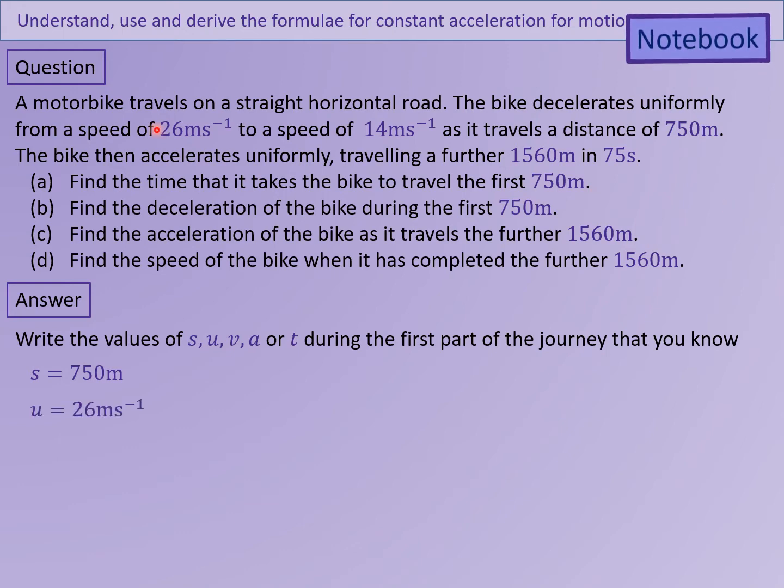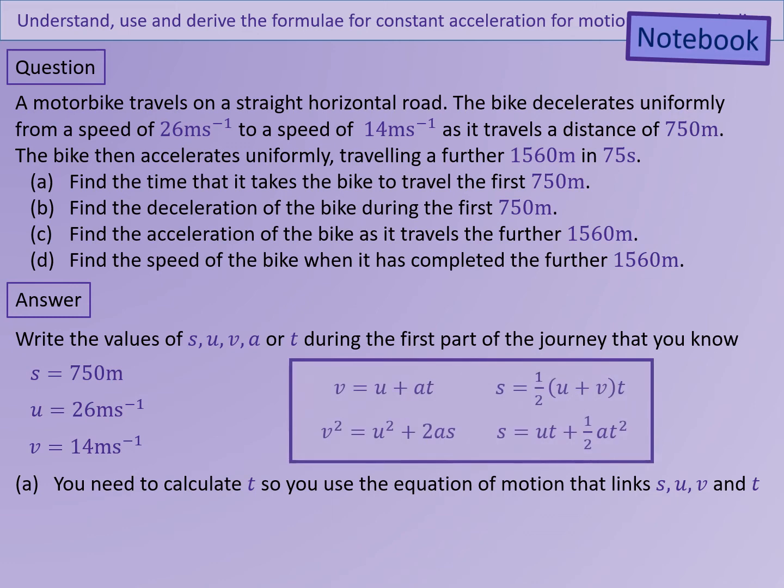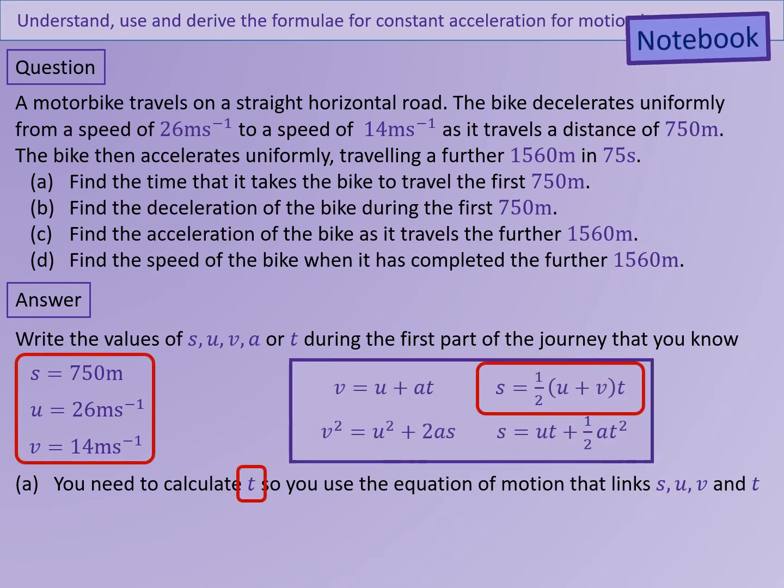We know that U is 26, that is because the initial velocity was 26 meters per second. We know that V is 14, that's because the final velocity for this section is 14 meters per second. And we are trying to find T. So we are looking for the equation that uses S, U, V and T. Looking at these, we can select this one.